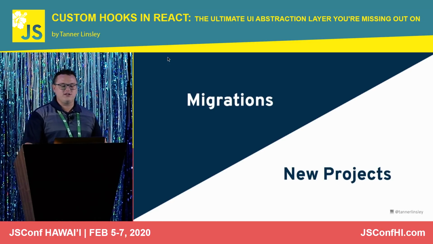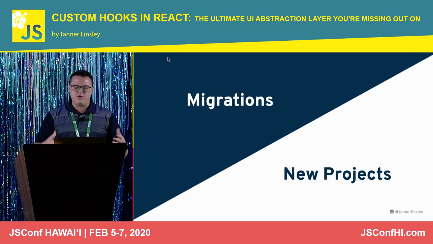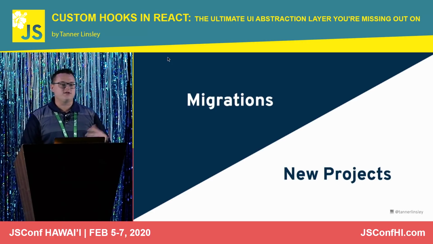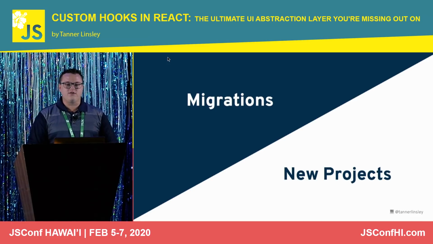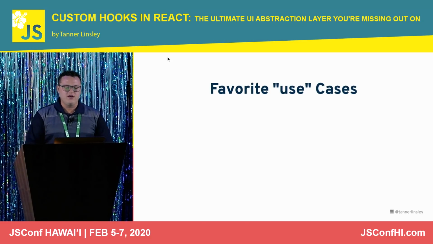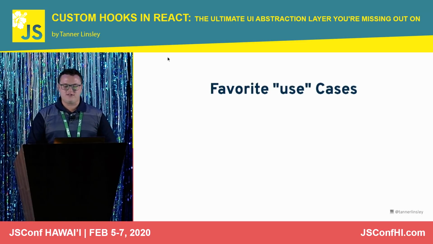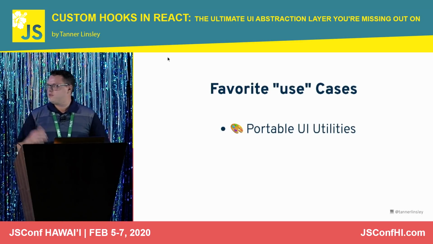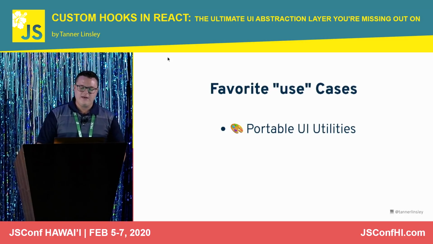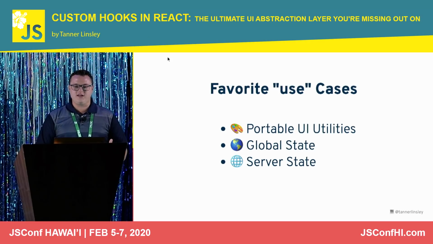Through so many migrations of old projects to hooks, going 100% hooks, and new greenfield projects where I was able to experiment with new patterns around custom hooks and see how far can we push the limits of this new API, I've discovered a couple of use cases that have really sparked new interest for me with this hooks API. Most of them around building portable UI utilities. A few of them, well, actually a lot of them, around managing global state and server state.